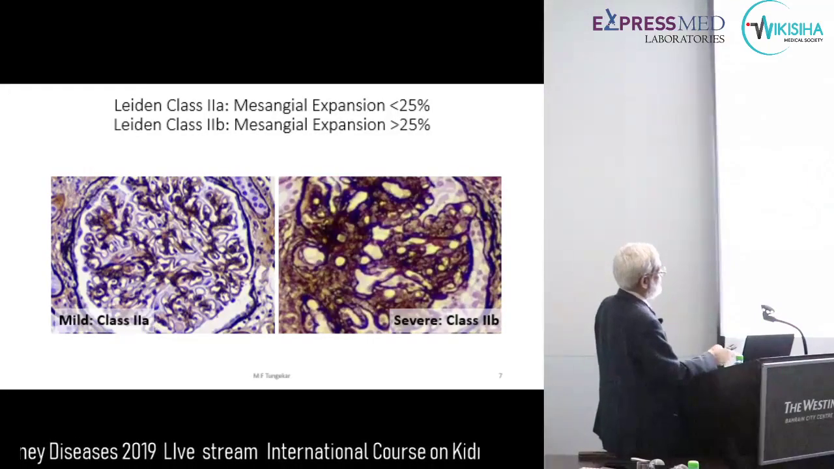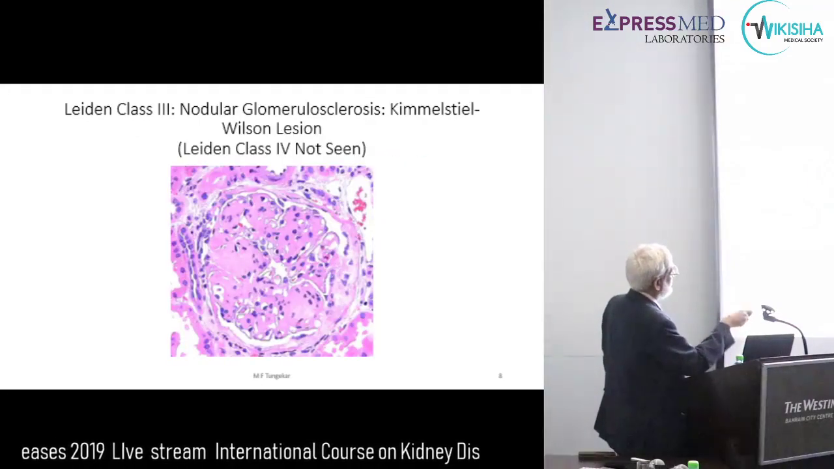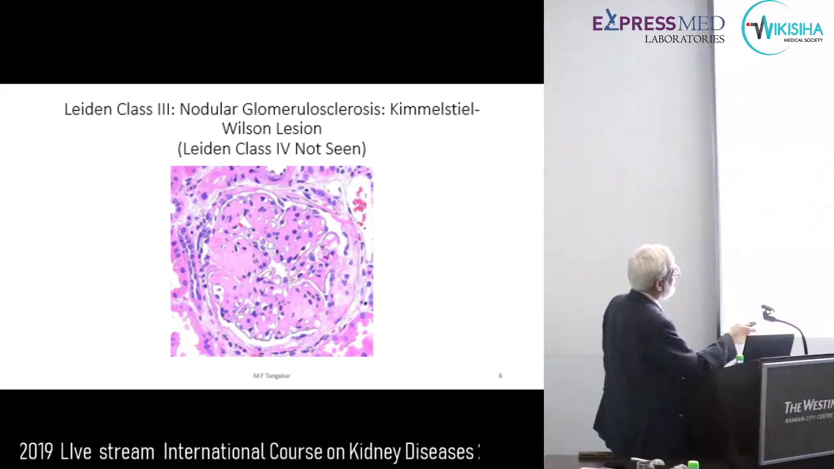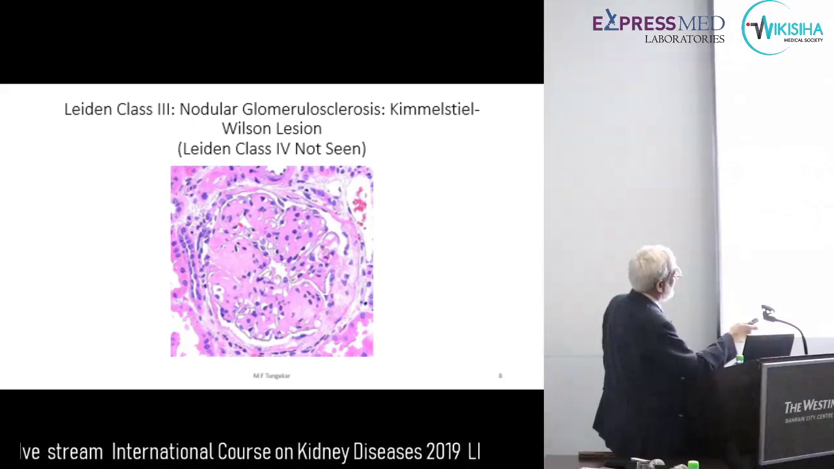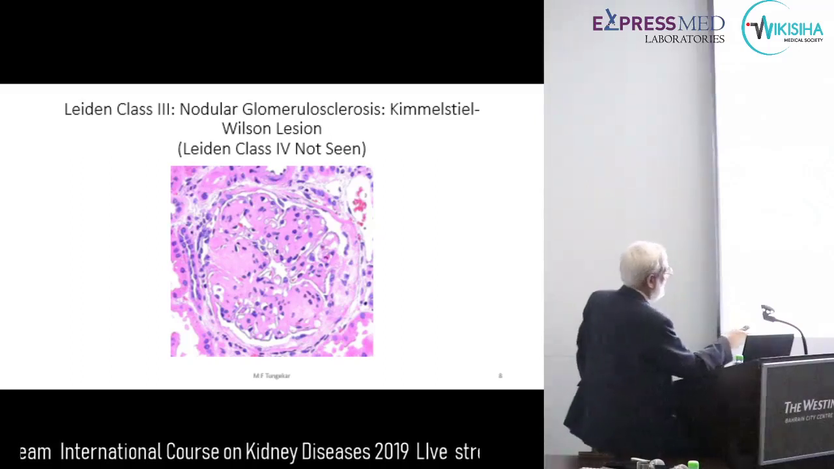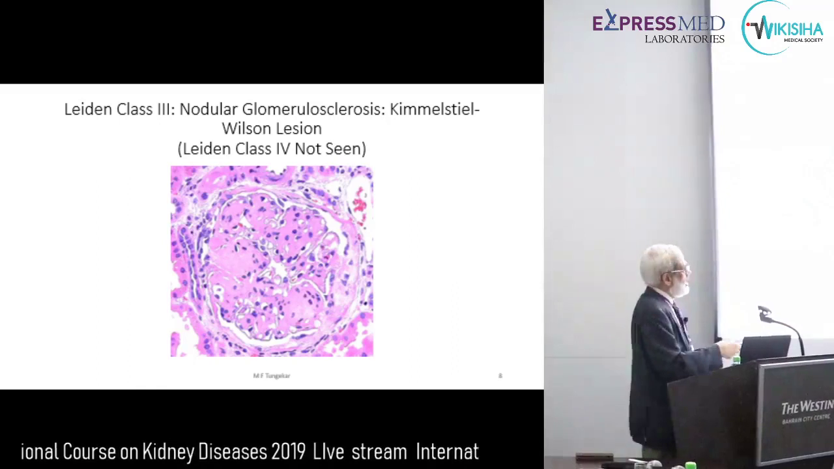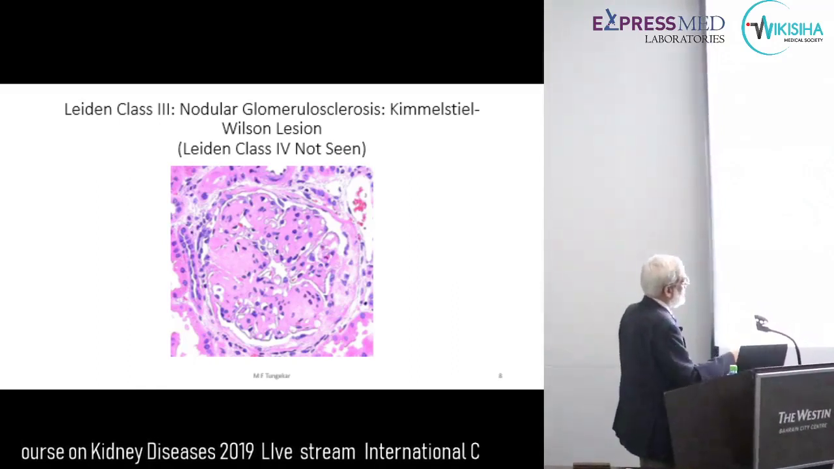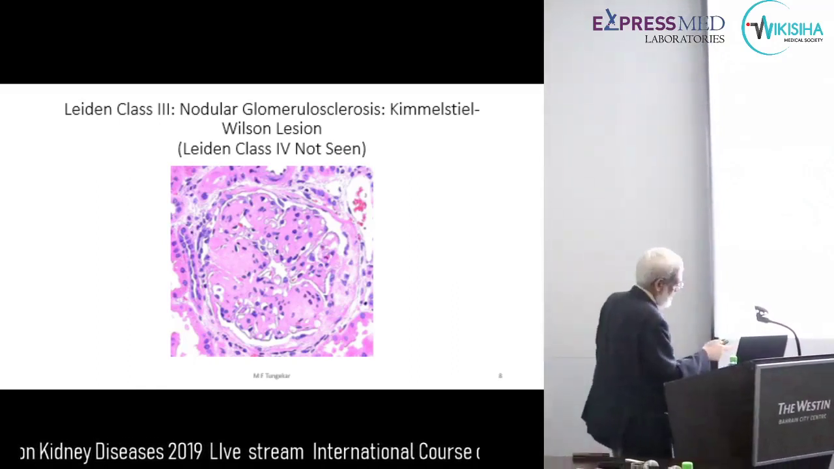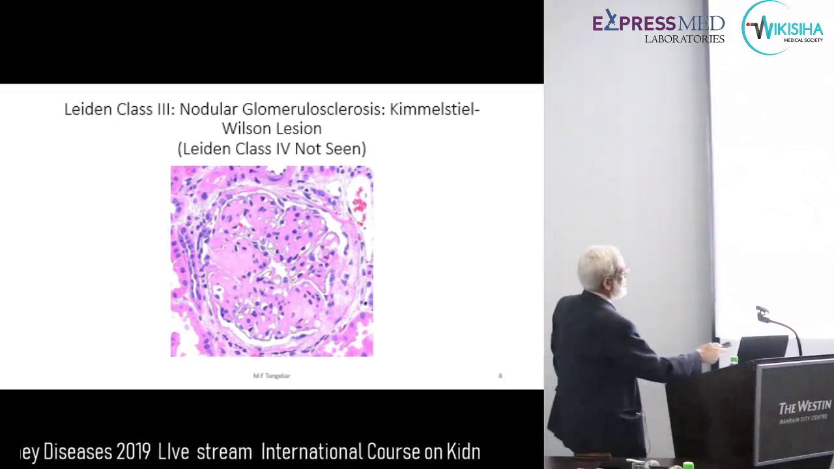And class 3 is nodular glomerular sclerosis, so-called Kimmelstiel-Wilson lesion, provided class 4 is not seen. So there is no global glomerular sclerosis, over 50% of glomeruli being involved. If that's not present, and only this lesion is present, it will be called class 3 or Kimmelstiel-Wilson.